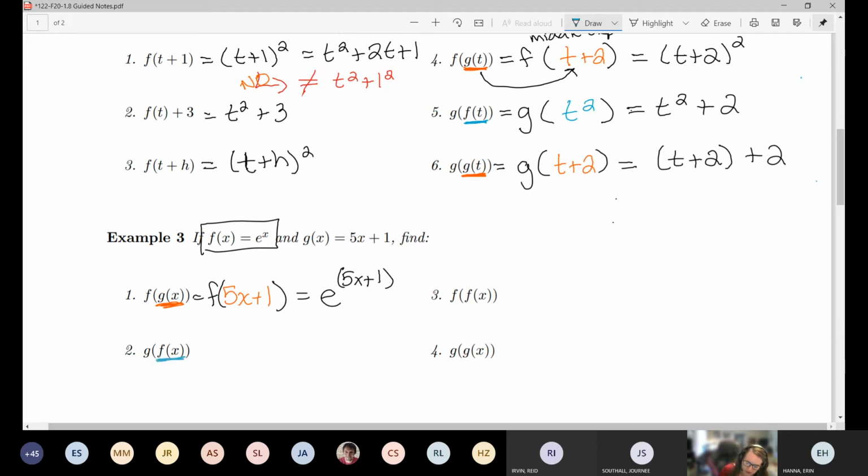So the next one, inside out. So first thing is let's rewrite f of x with what it actually is equal to. So we'll rewrite this as g of e to the x. So the function g tells us whatever our input is going to be multiplied by 5 and then added to 1. So 5 times the input plus 1. So 5 times e to the x plus 1.